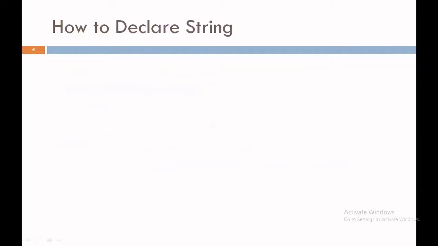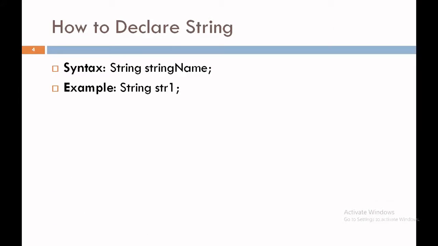Now let's see how to declare a string in Java. We all know that string is a class in Java, so there are various ways in which we can declare a string. The first way is to just specify the string name with the String class. See here, String is a class and the string name is the object name. Like the example, String str1. The str1 is a string object which represents the String class.